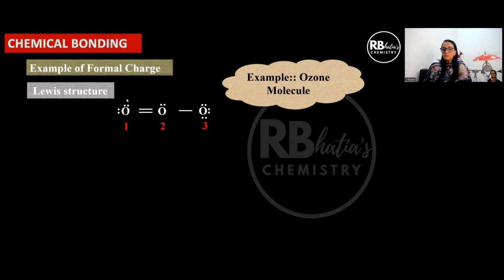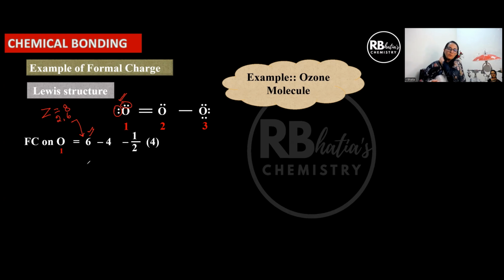Now, how are we going to find the formal charges? Let us say I want to find the formal charge on this oxygen. So what is the formula that we have just talked about? Let us start with one. The formal charge formula says: 6 is the number of valence electrons in the original oxygen, because Z is 8, and 2, 6 is the configuration. So 6 valence electrons this oxygen has, minus non-bonded electrons. Not pairs. We have to find the non-bonded electrons. So non-bonded electrons are 4.